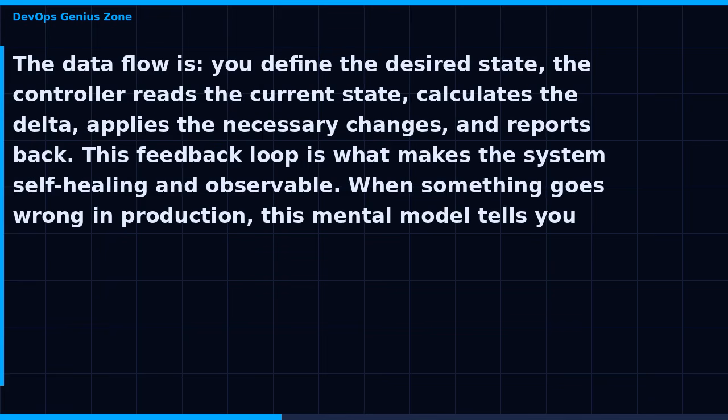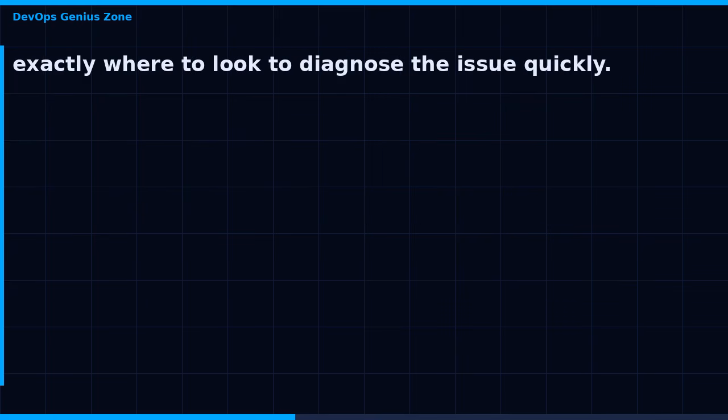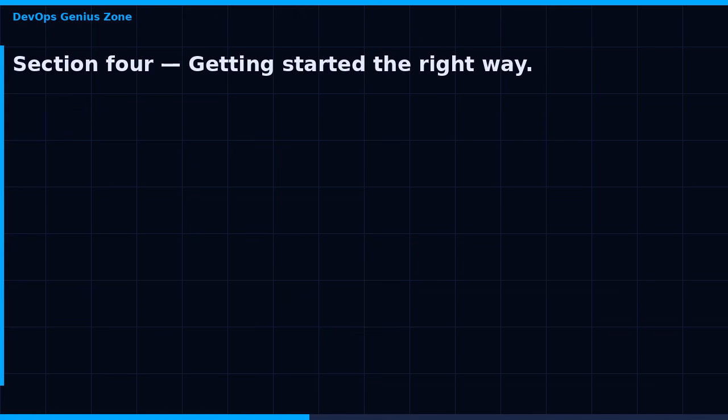Section 4: Getting started the right way. The most common mistake engineers make when learning ELK Stack tutorial is jumping straight into configuration without understanding prerequisites and requirements. Here is the correct sequence that senior engineers follow. First, understand the problem before touching any tooling. What exactly are you trying to solve? What does success look like? What are your constraints around security, cost, and performance? 5 minutes of requirements thinking prevents 5 hours of rework.